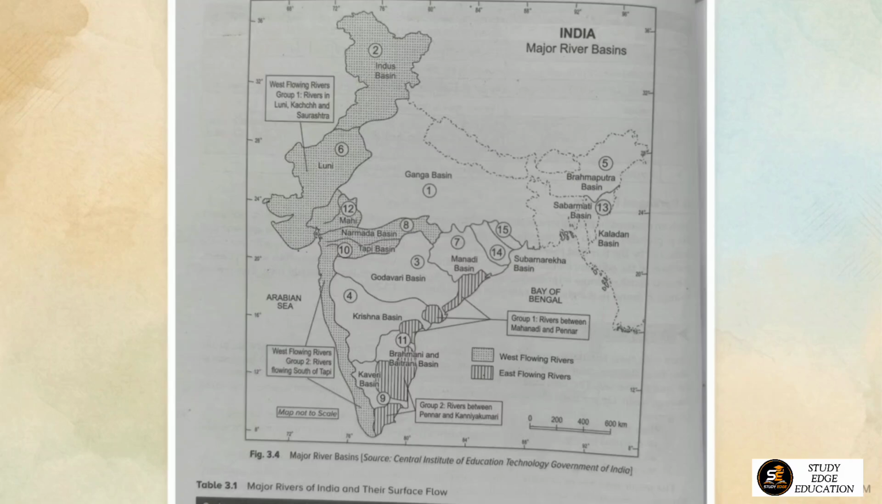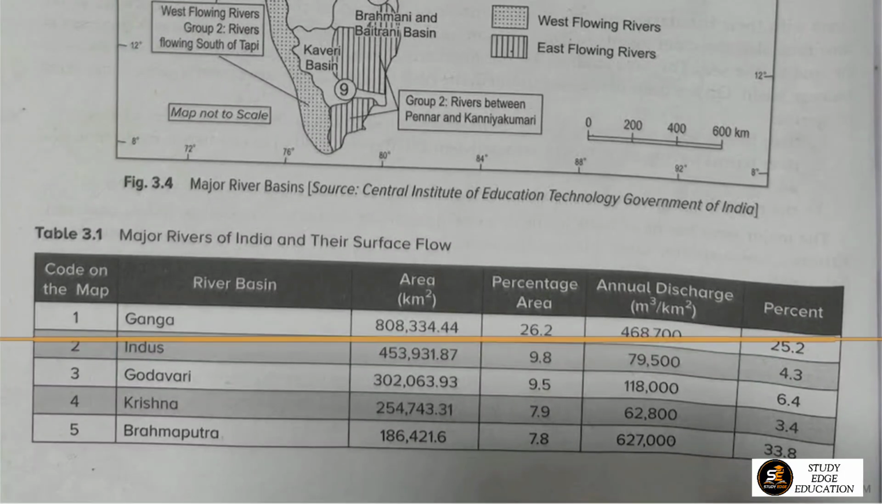This data table of major rivers and their surface flow reveals the Ganga's massive footprint. Within the country's borders, its basin accounts for 26.2% of the total drainage area. Look down the table to the Brahmaputra. Its basin occupies just 7.8% of the land area. But the annual discharge column reveals a striking discrepancy. Though draining under a third of the Ganga's area, the Brahmaputra carries 33.8% of the total water volume.